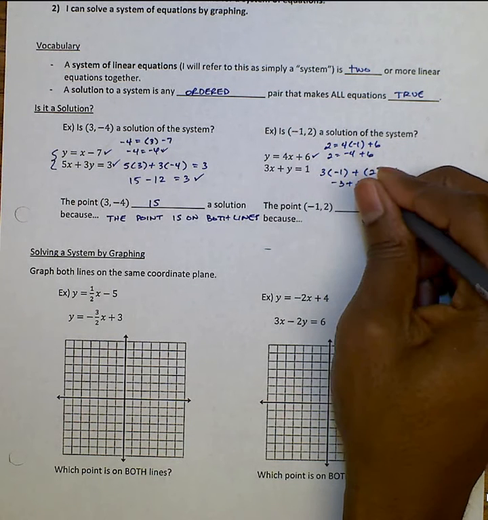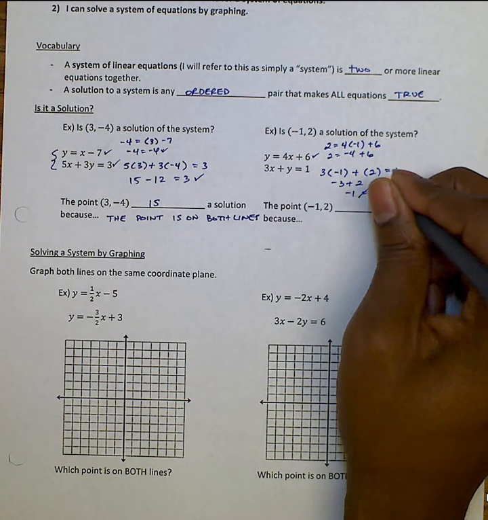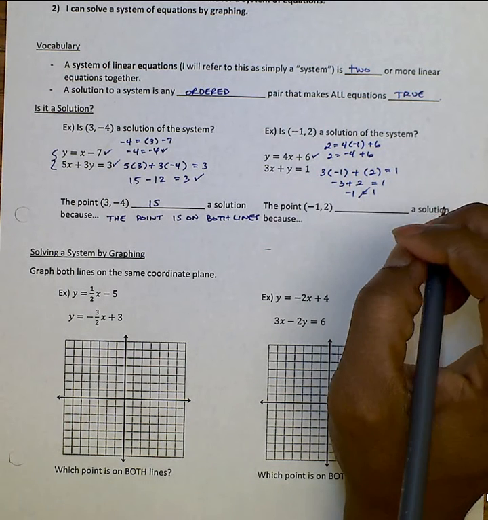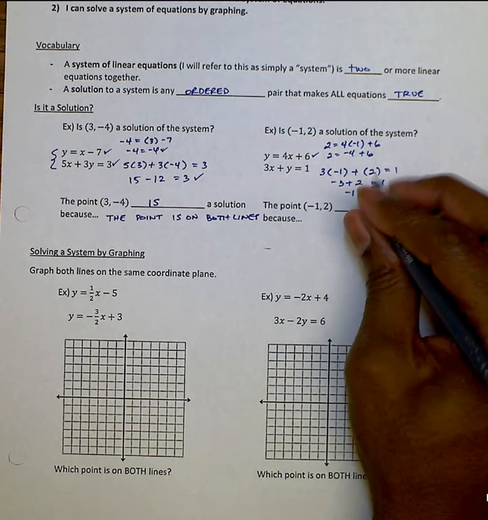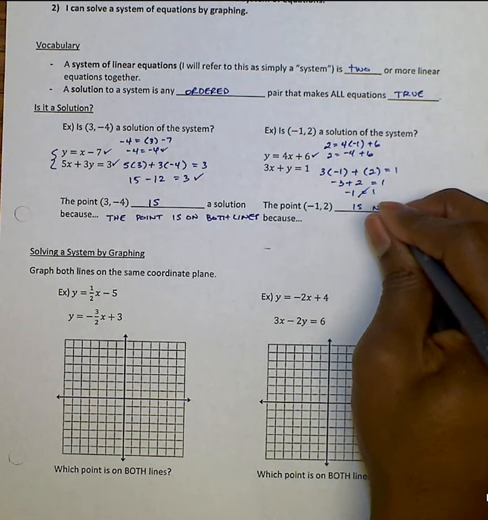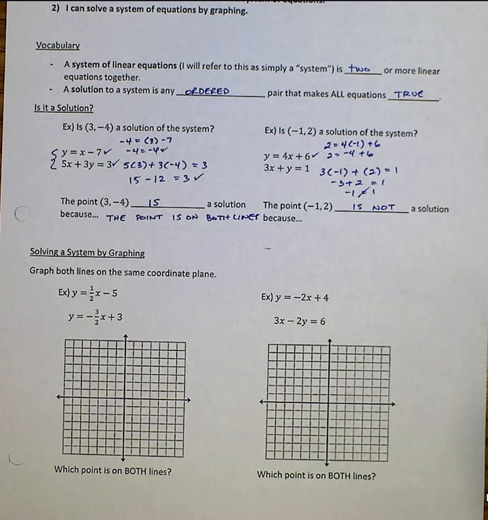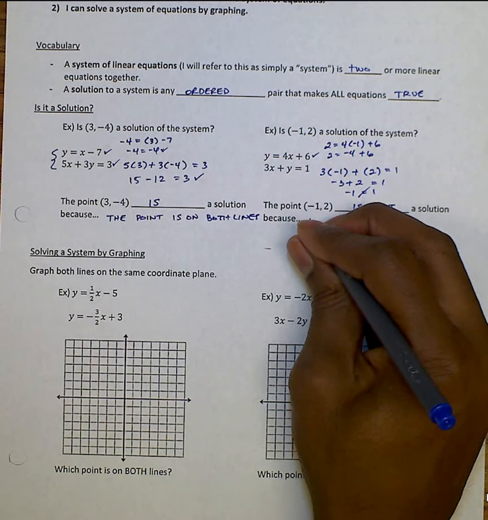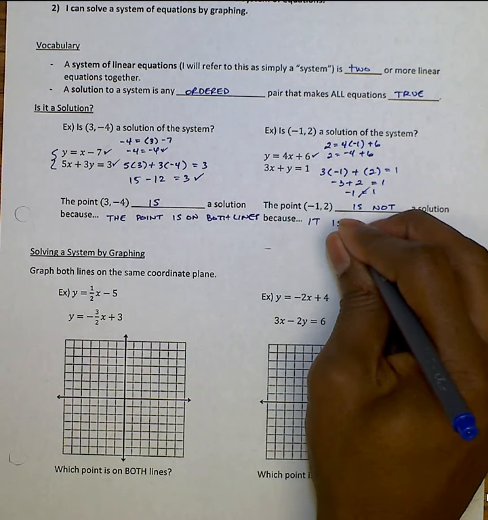It does not. This is negative 1. Negative 1 does not equal 1. So it does not work for the second equation. So the point negative 1, 2 is not a solution. It is not on the second line.